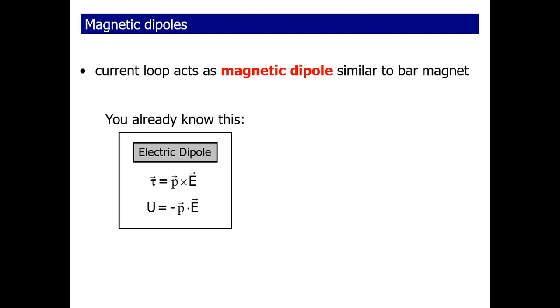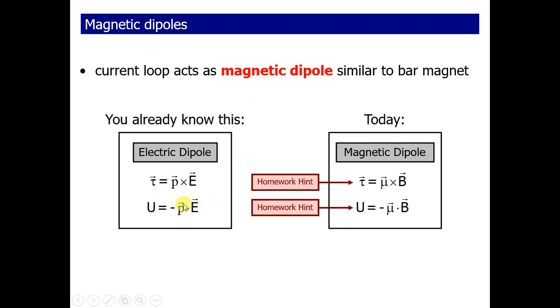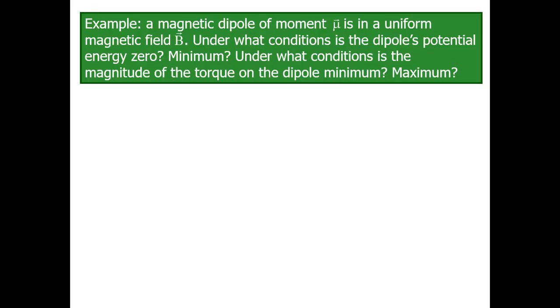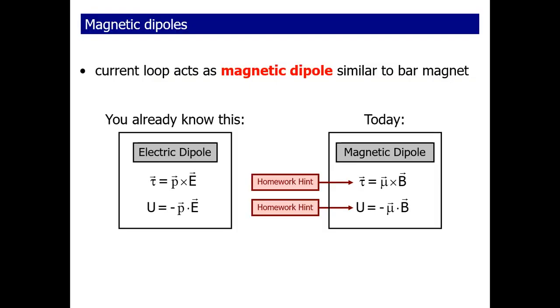You already know that for the electric dipole, torque tau is equal to p cross E, and U is equal to minus p dot E. There is a cross product and a dot product. Now, for the magnetic dipole moment, torque is equal to mu cross B, and U is equal to minus mu dot B, as vectors. So this is our current loop as a magnetic dipole.